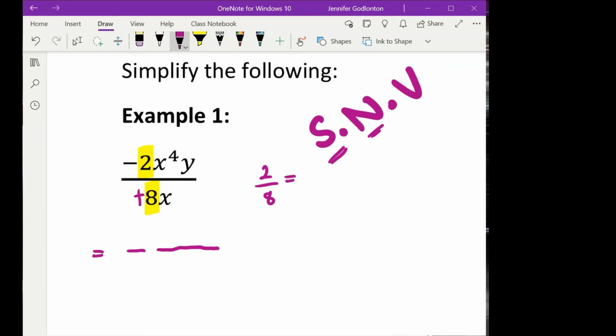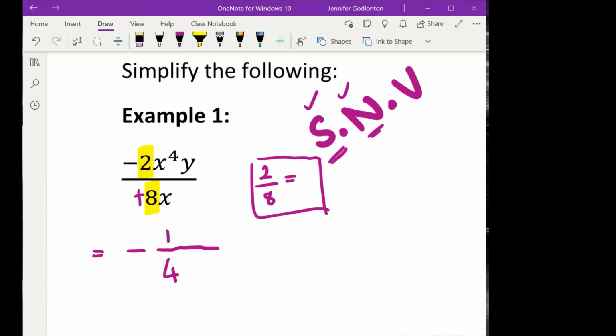So don't worry about the signs or the variables at all. All I want to know at the moment is if I asked you to simplify 2 over 8, what would you get? Beautiful, 1 over 4. Great. Okay, so dealing with my numbers, I know I'm going to have 1 over 4. So now I've dealt with my signs and I've dealt with my numbers.